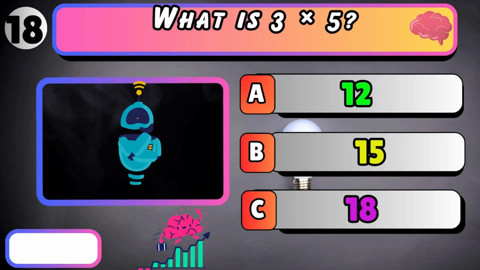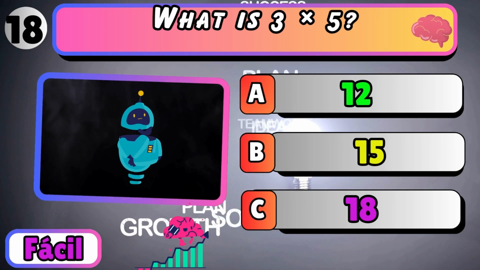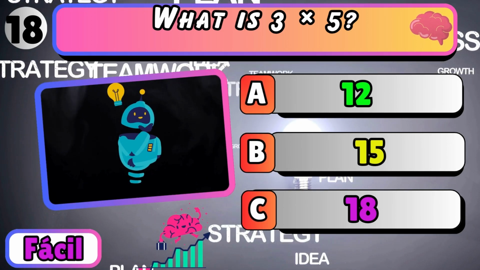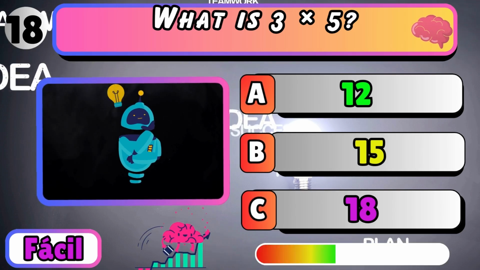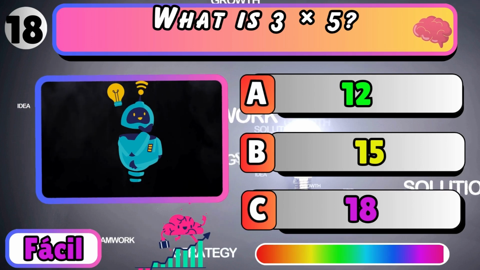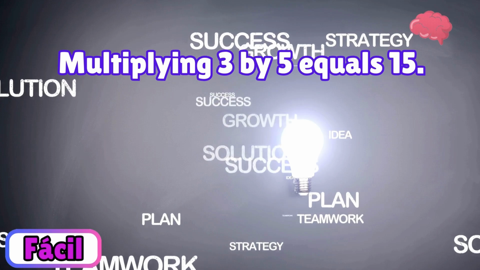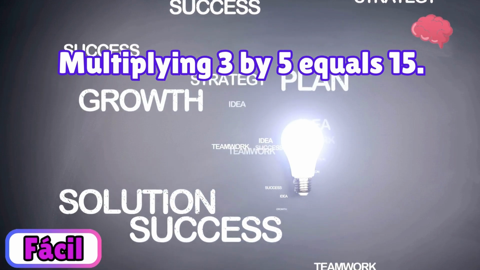What is 3 times 5? 12, 15, or 18? 15. Multiplying 3 by 5 equals 15.